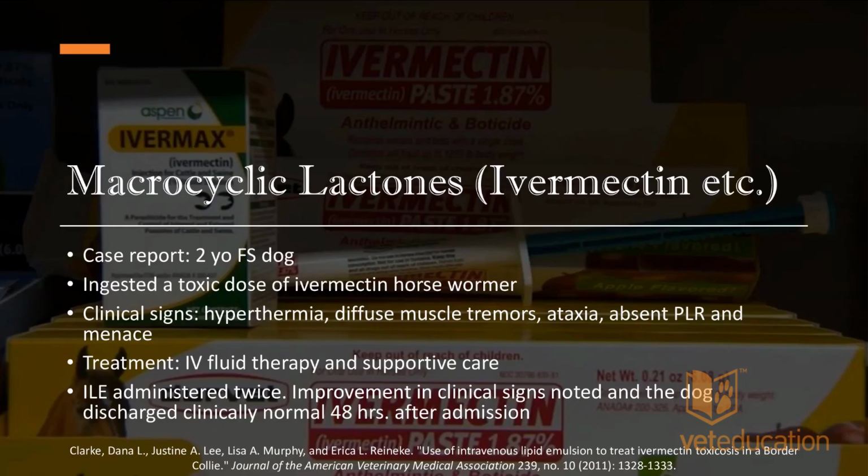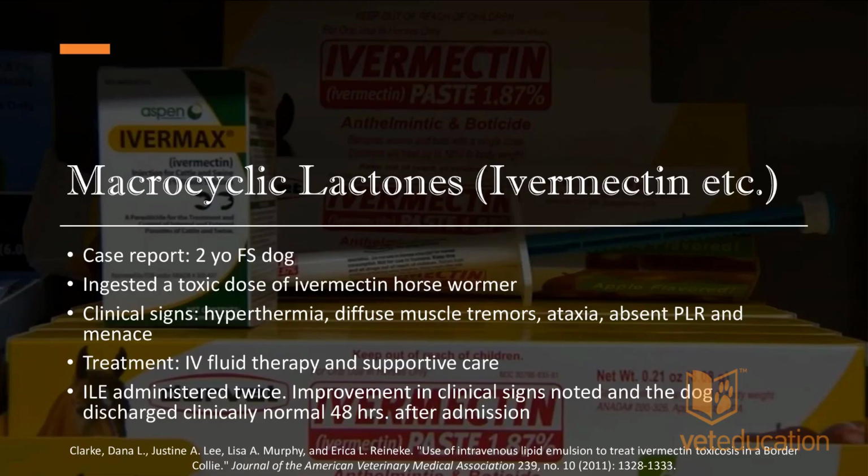What about dogs? There was a 2-year-old female spayed dog that ingested a toxic dose of ivermectin horsewormer. Clinical signs present at the vet were hypothermia, diffuse muscle tremors, and ataxia. Absent pupillary light responses and menace response as well was absent. Treatment with IV fluid therapy and supportive care. Intravenous lipids were administered twice, and there was improvement in clinical signs noted, and the dog was discharged normal at 48 hours after admission.